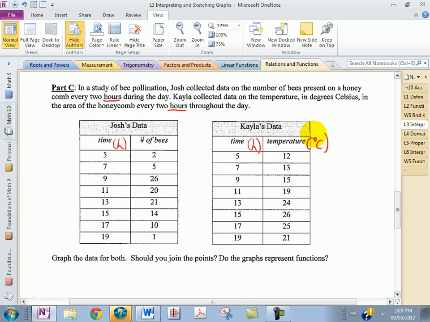Which one's the X value and which one's the Y value? Time is X. Yeah, time is X. Almost all the time it's X. Okay, and that would be your independent. And then this would be your Y value, and that would be your dependent. So the number of bees depends on time. Kayla, this would be Y, this would be your dependent, so the temperature depends on time.